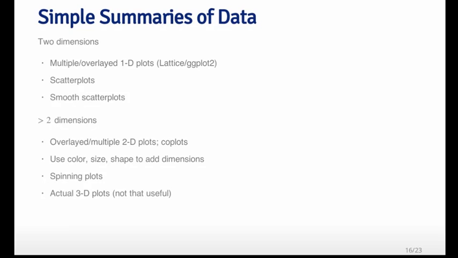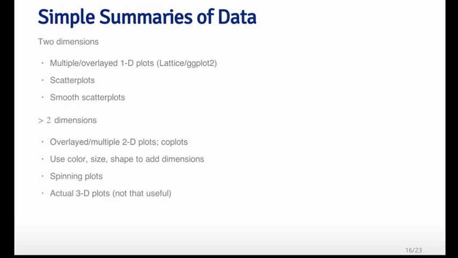So we've gone through some one-dimensional summaries, and now I want to talk a little bit about some two-dimensional summaries, which include things like scatter plots, but also you can group together lots of one-dimensional plots to look at two-dimensional data, and in particular lattice and ggplot are good at this. So we can look at scatter plots, smooth scatter plots, and also in looking at greater than 2 dimensions.